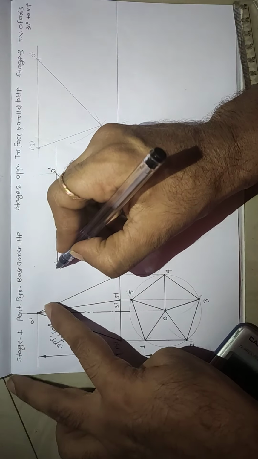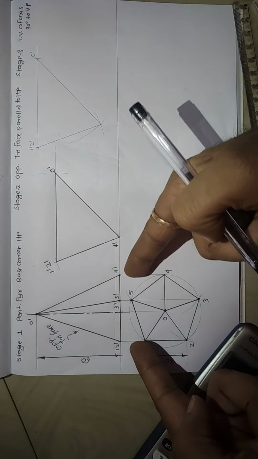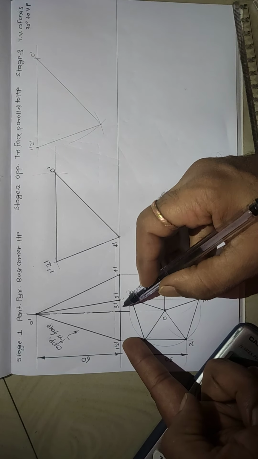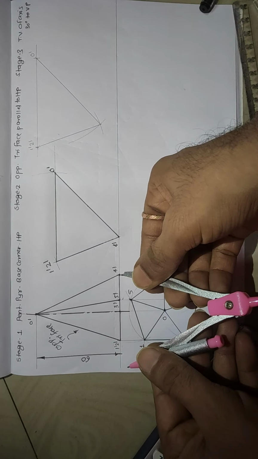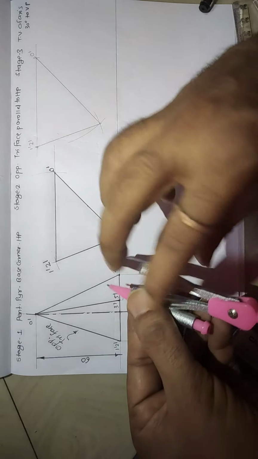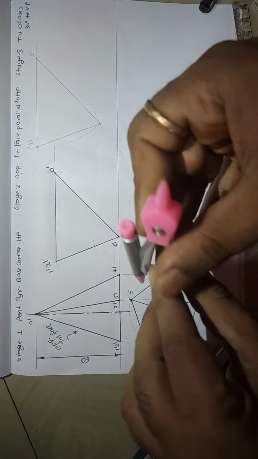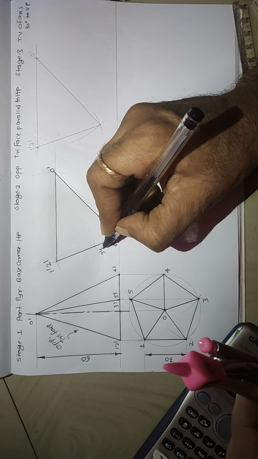So this point is your 1 dash 2 dash. Now in between these two points there are two more points. I can transfer these 2 points on this line. So first of all I will take this distance in compass from 4 to 3 dash 5 dash, this much, and then I will transfer on this line. So this becomes the point 3 dash 5 dash.